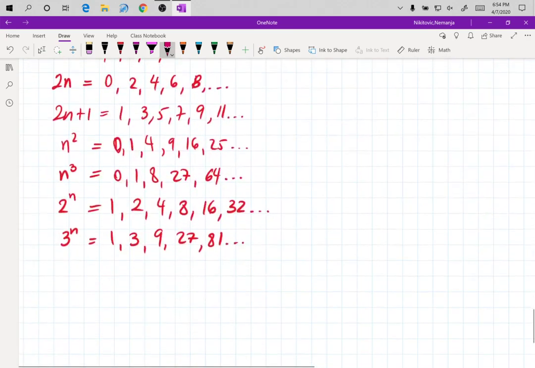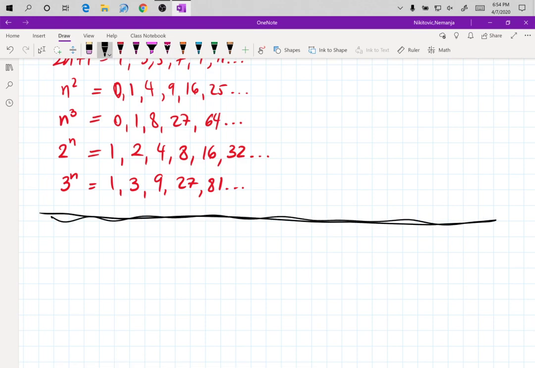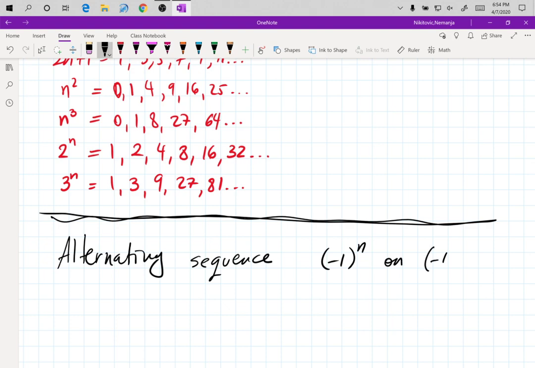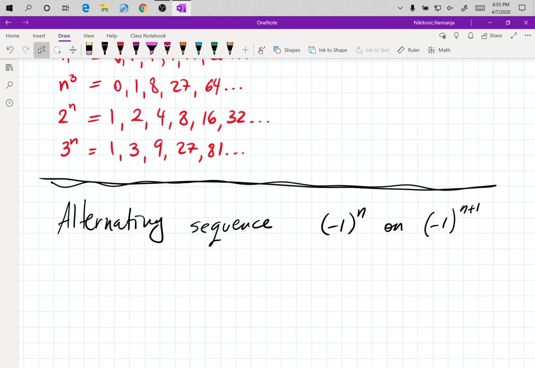And there is this alternating sequence, which is -1 to the n, or -1 to the n plus 1. You can also have that depending on where you're going to put this. So, -1 to the n: when n is 0, we get 1. When n is 1, we get -1. And as you can see, it alternates between these.